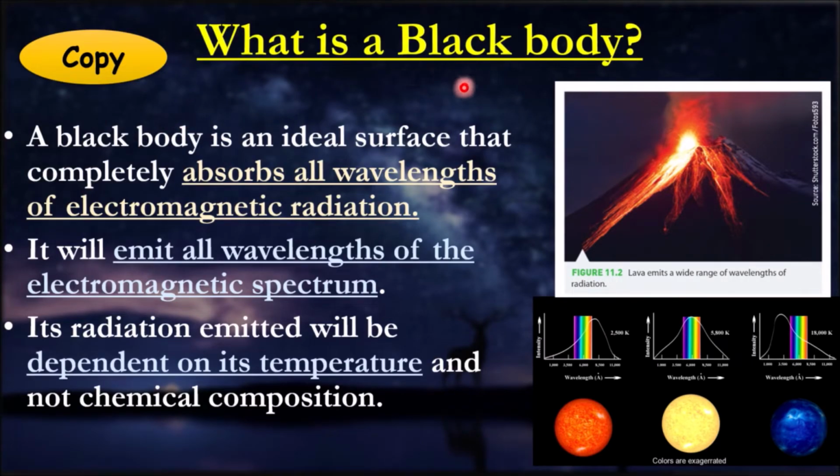So that's what we kind of know. A black body is an ideal surface that completely absorbs all wavelengths of electromagnetic radiation. So it can go from ultraviolet to infrared to microwaves. It will emit all wavelengths of the electromagnetic spectrum. So it could be from the colors that we see of the rainbow. Its radiation will be dependent on the temperature of the object and not its chemical composition. So that's another thing that we know of.